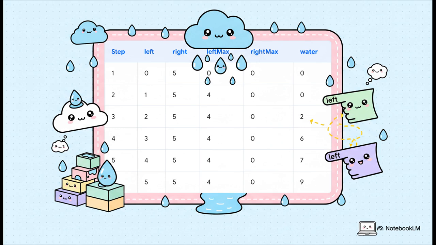Now at this new spot, the height is 2. Is that smaller than our left max of 4? Yes, it is. So we can trap water here. How much? It's left max minus the current height, 4 minus 2, which is 2. We add that to our total. See the pattern? We just keep repeating this, always looking at the shorter side and moving that pointer inward.